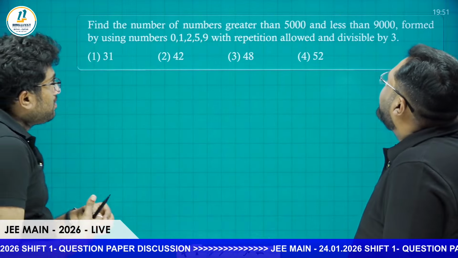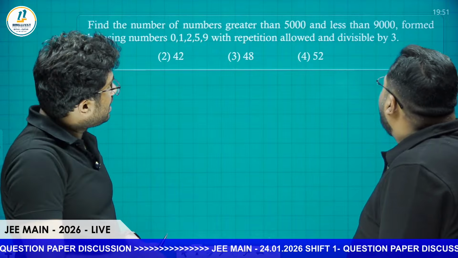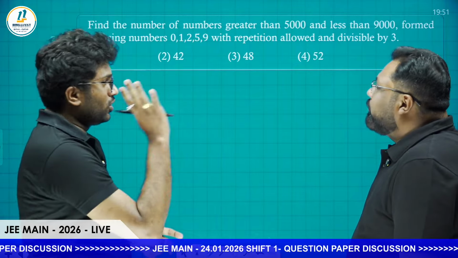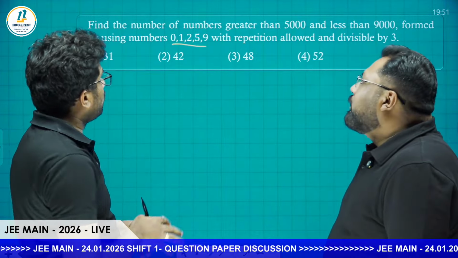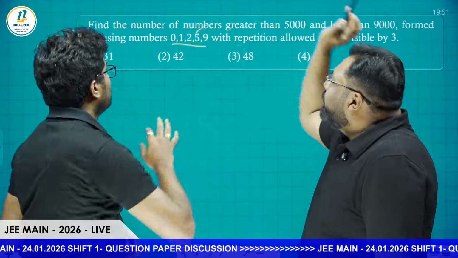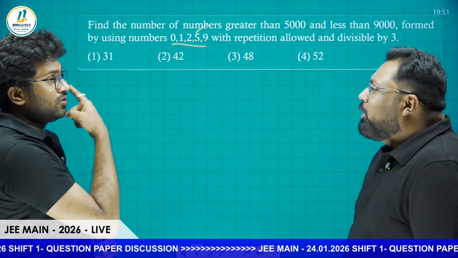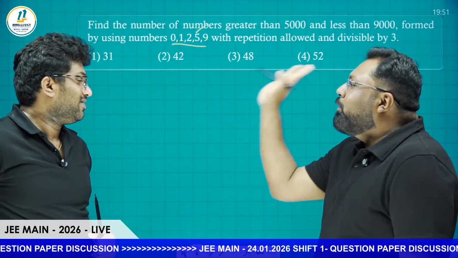Find the number of numbers greater than 5,000 and less than 9,000. So it is a 4-digit number formed by using the digits only 0, 1, 2, 5, 9. It should start with 5. Greater than 5,000, less than 9,000, so it should start with 5 only.